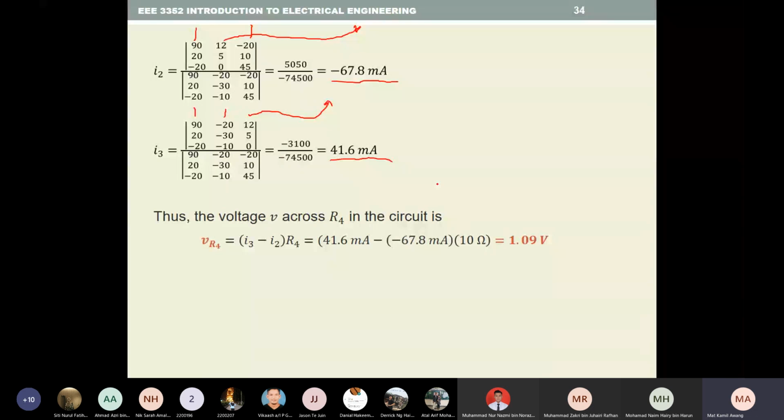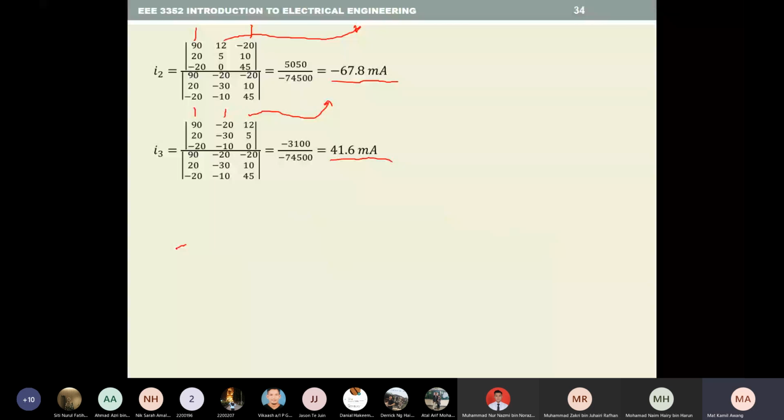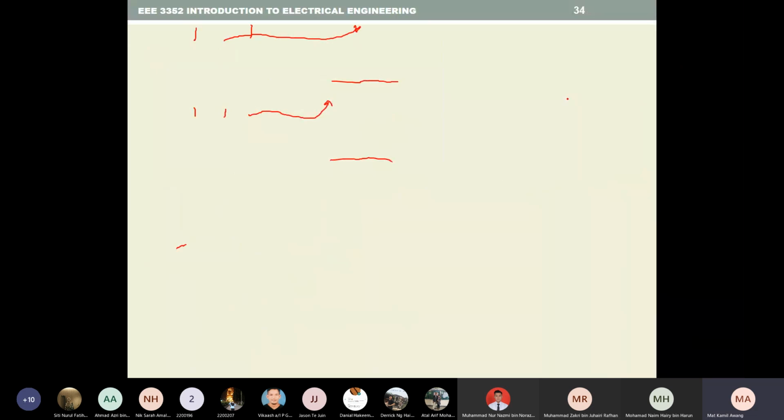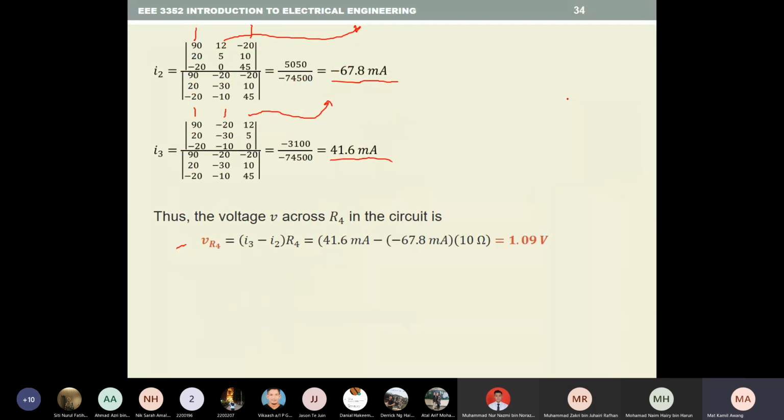Right? So that's the voltage across R4, because the question asks you to find the voltage across the R4 here. So you have to calculate that. What is V R4? V R4 is actually I3 minus I2 times R4. So therefore, you substitute the value of I3, substitute the value of I2, and multiply by 10. So you get 1.09 volts. Right?